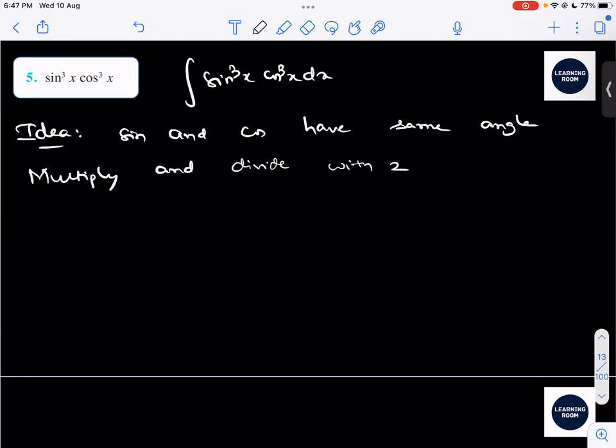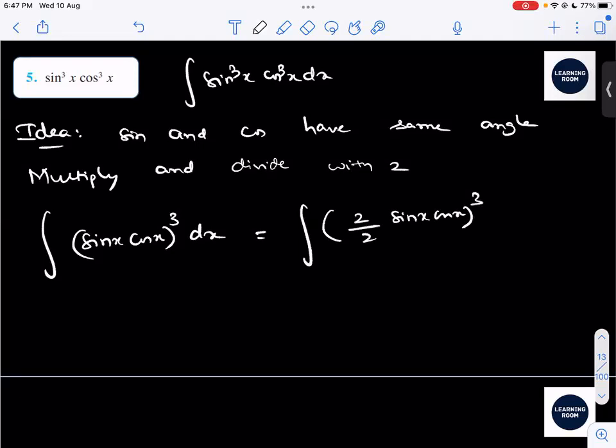So what I can do here is integral of, can I write this as sin x into cos x the whole cube dx? It's the same as sin cube x into cos cube x. So I will multiply and divide with 2, and it is sin x into cos x the whole cube dx. So the denominator 2 will become 2 cube. So it will become 1 by 8 into integral of 2 sin x cos x, which is inside the bracket, it is sin cube 2x dx, because 2 sin x cos x is sin 2x.